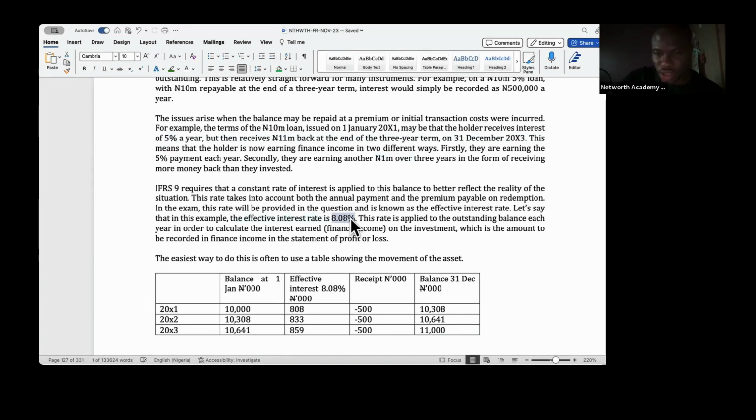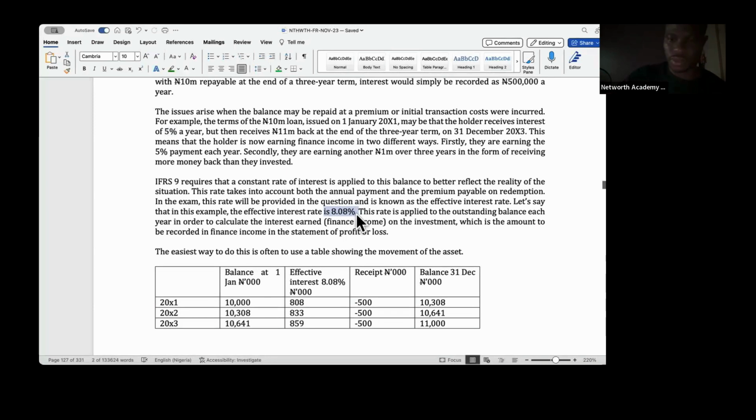So this 8.08% includes this 5% and a portion of this 1 million. So by the time you recognize this 8.08%, you will have captured that 500,000, that 5%, and also a portion of that 1 million for each year. That means it will help you spread that 1 million over the 3 years. So it is this 8.08% that will go to your P&L. And the way it works is this.